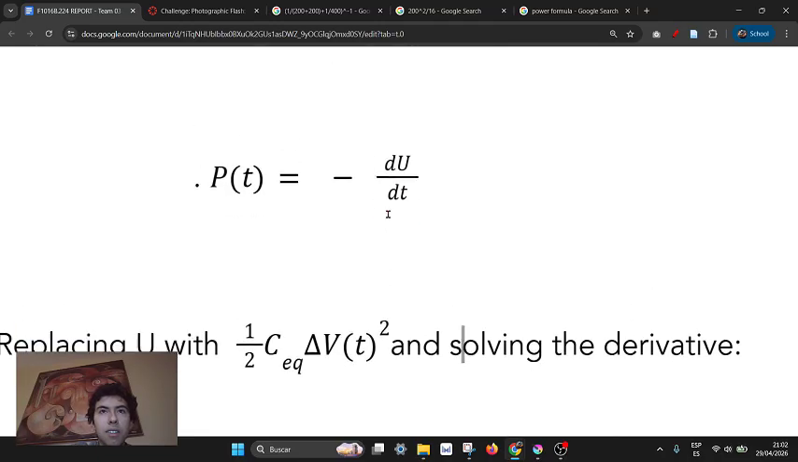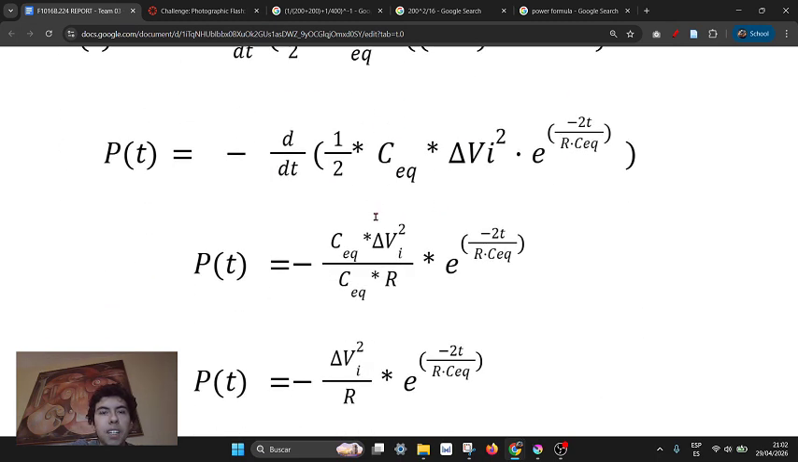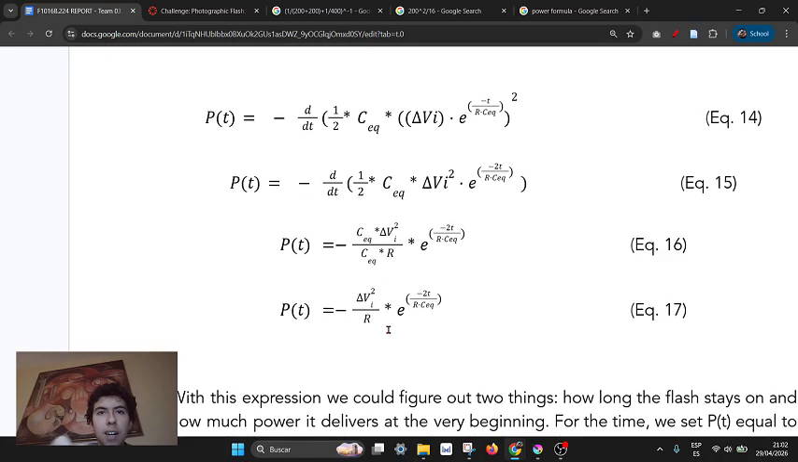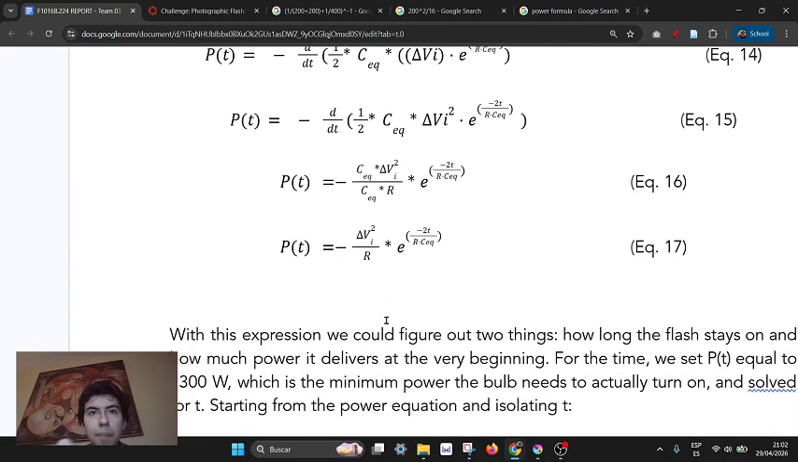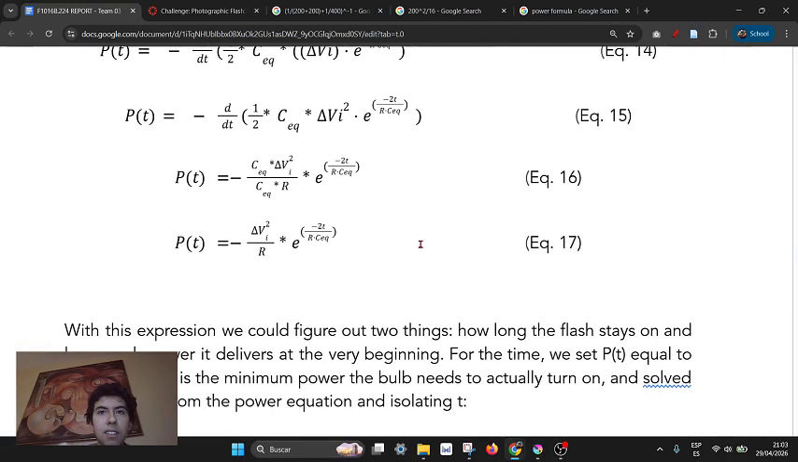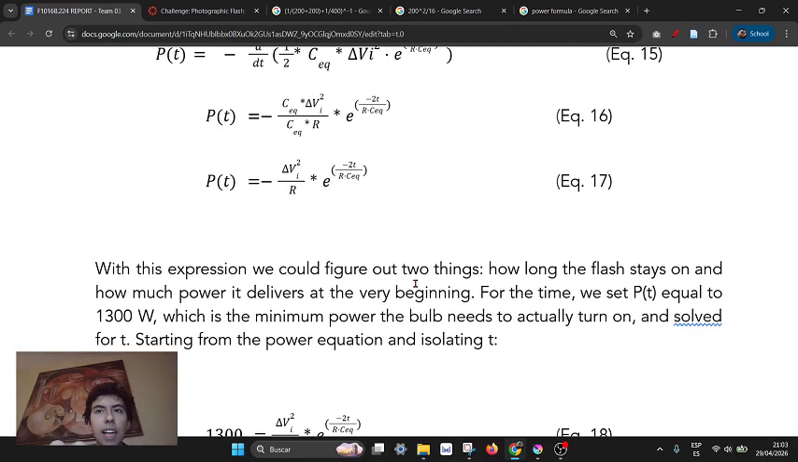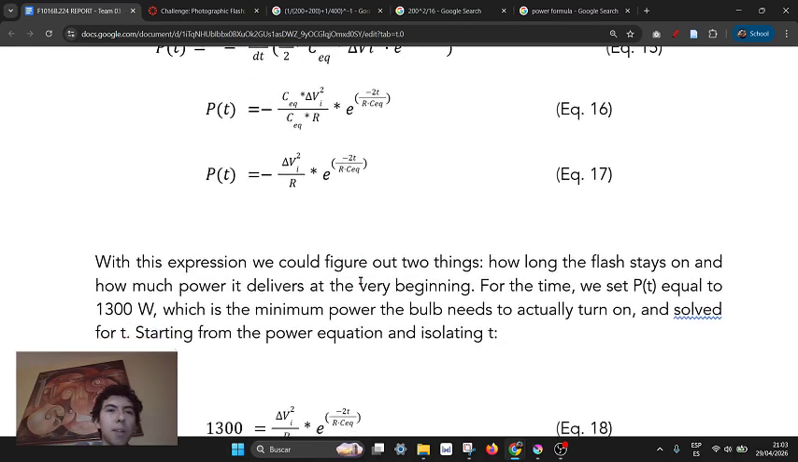The du over dt. So we're gonna do this whole thing, and in the end, we're gonna get a power. We're gonna find out that this is the formula that is left for the power in terms of t. With this expression, we can figure out how long it lasts and how long it actually needs to be turned on, how long the bulb will last.